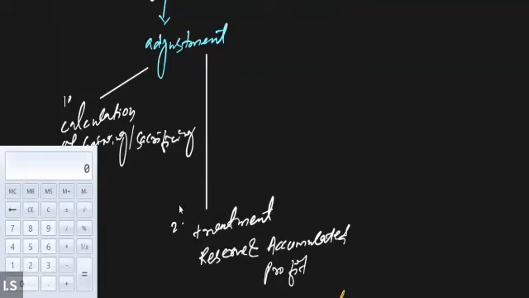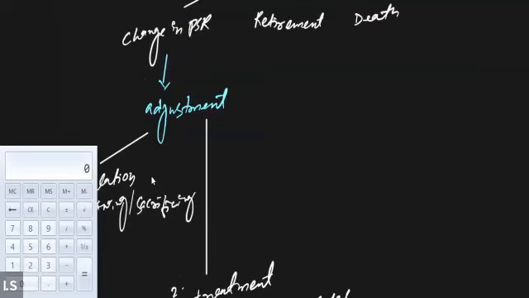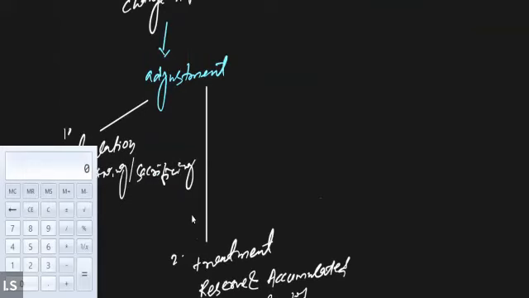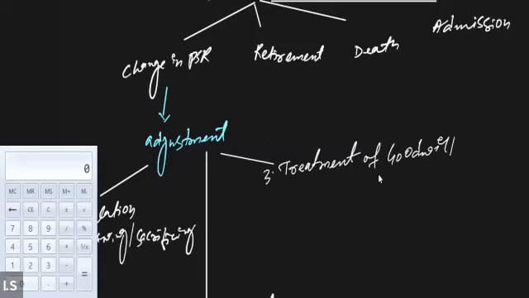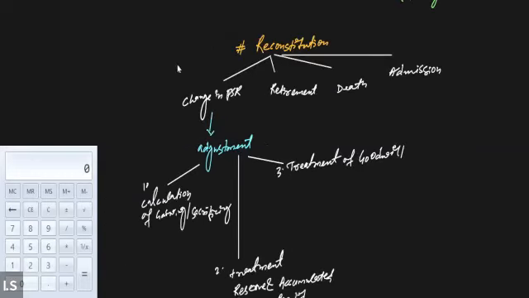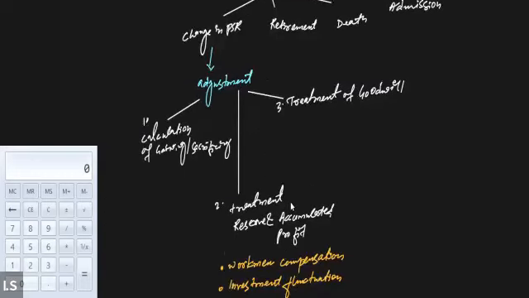So we have covered two adjustments till now: calculation of the gaining and sacrificing share, and the treatment of the reserves and the accumulated profit. Then in today's session, I'm going to start one more adjustment, which is the treatment of goodwill. This is what we will be covering in today's class. Treatment of goodwill. Got it, everyone? Is this clear to all of you? Please confirm.